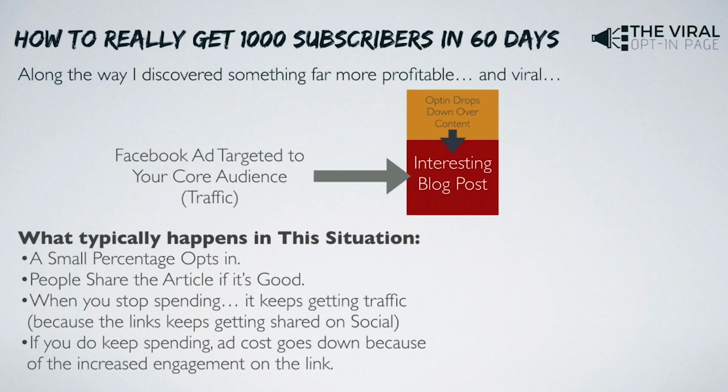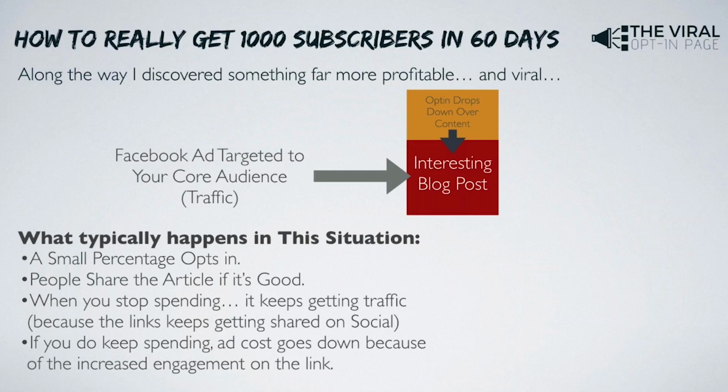Does everybody know why that's a lot cheaper ad cost? Why do you think? Engagement. Because people share good stuff, they comment on good stuff, the engagement goes up, which means your ad cost goes down. That's just the way that Facebook and the algorithm work.